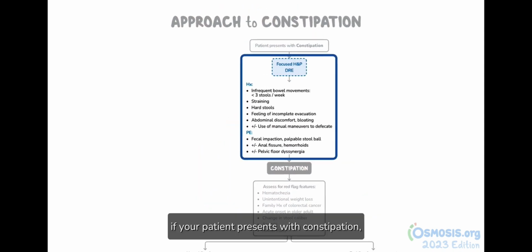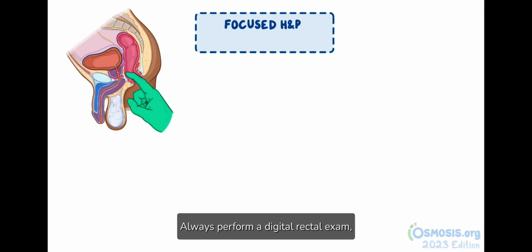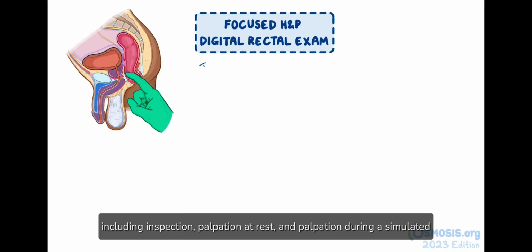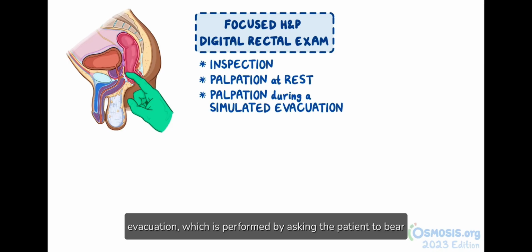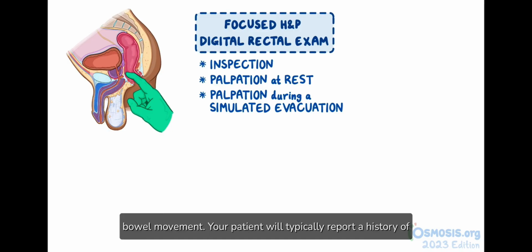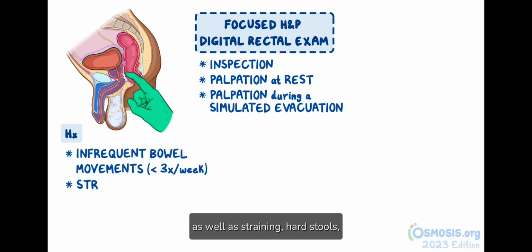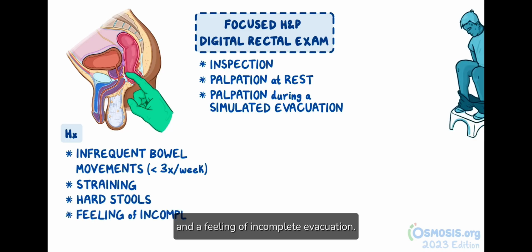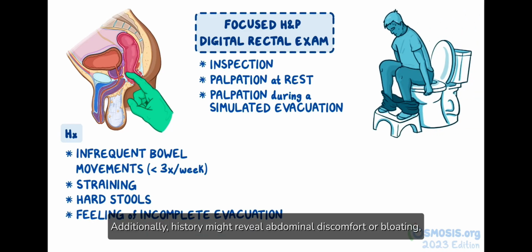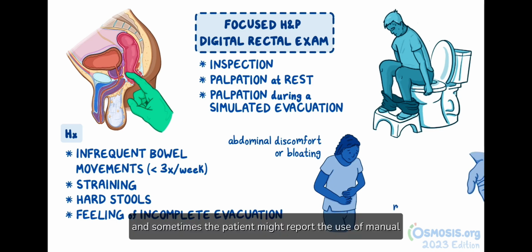Now, if your patient presents with constipation, first you should obtain a focused history and physical exam. Always perform a digital rectal exam, including inspection, palpation at rest, and palpation during a simulated evacuation, which is performed by asking the patient to bear down on your finger as if they were having a bowel movement. Your patient will typically report a history of infrequent bowel movements, usually fewer than 3 stools per week, as well as straining, hard stools, and a feeling of incomplete evacuation.